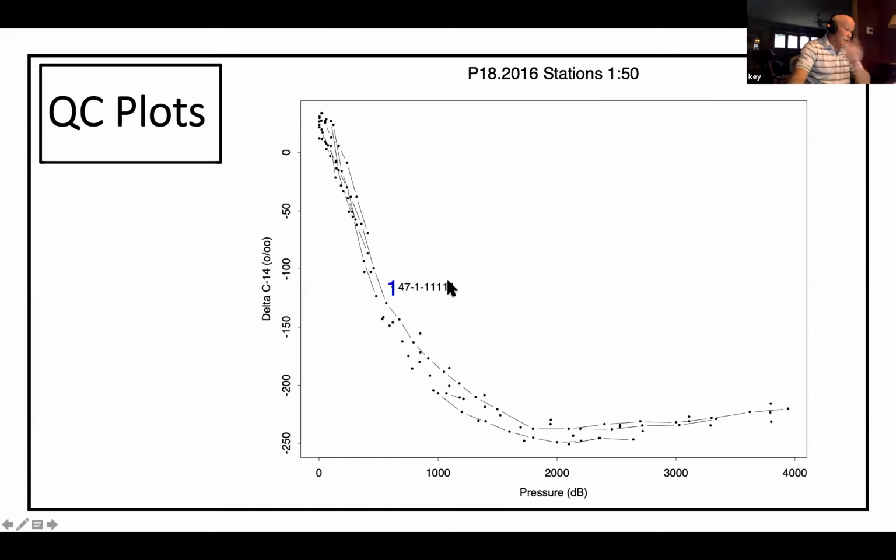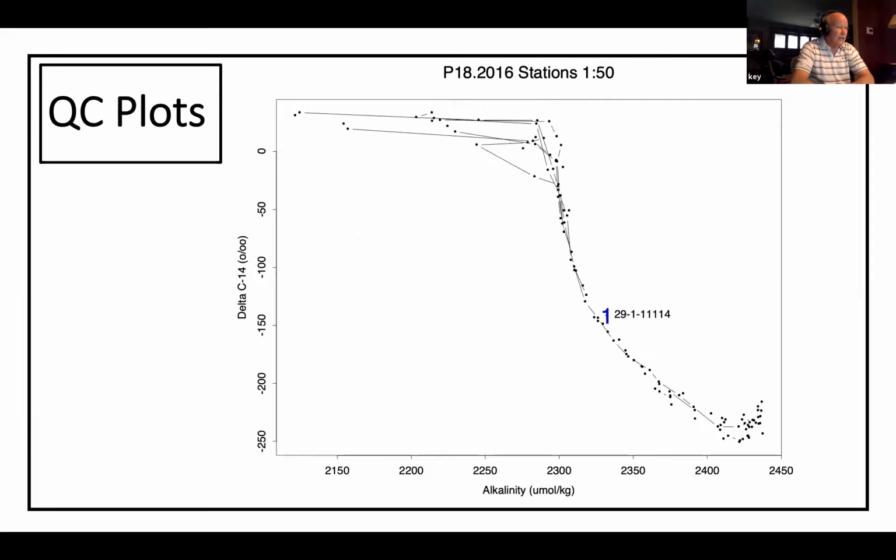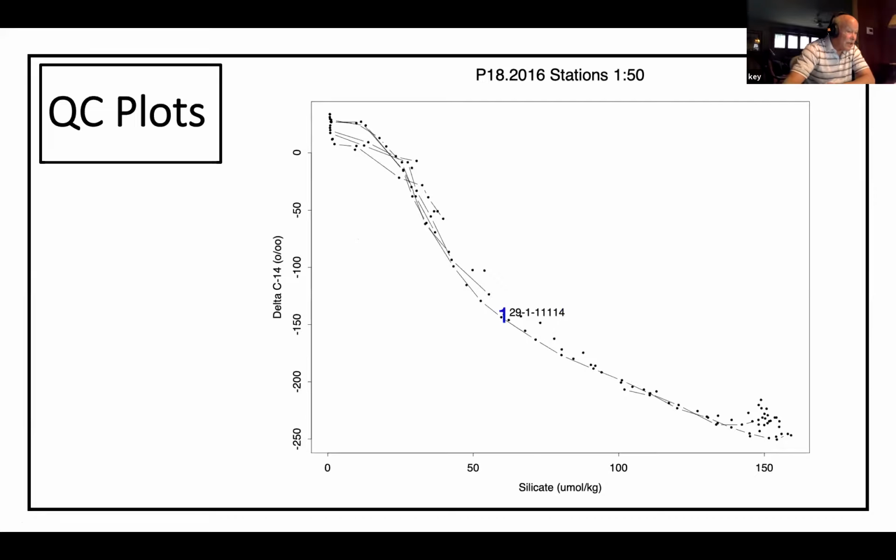So in this case, here are the plots versus C14. Oh, and sorry about putting these sideways. When I'm doing QC, I like to have the independent and dependent variable the way they should be. Anyway, this is a plot of C14 versus pressure. I did it again. Here it is versus alkalinity. Again, another sample that's marked. Here's that same sample.